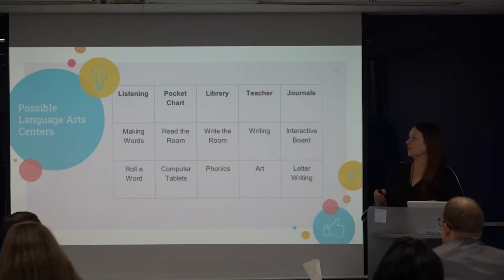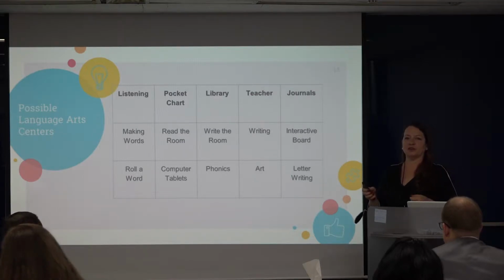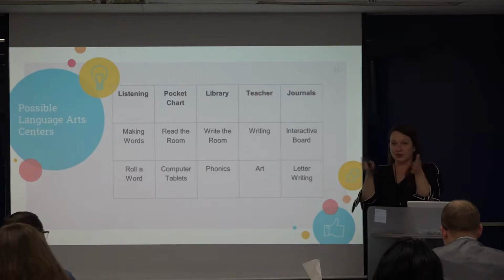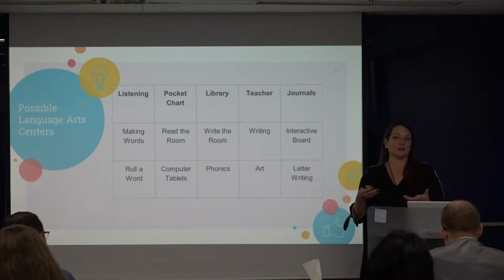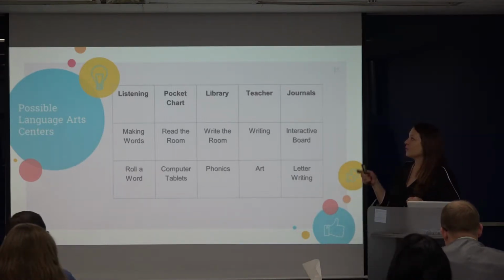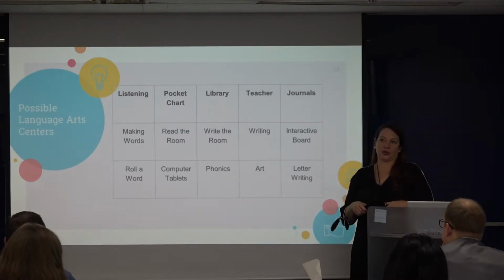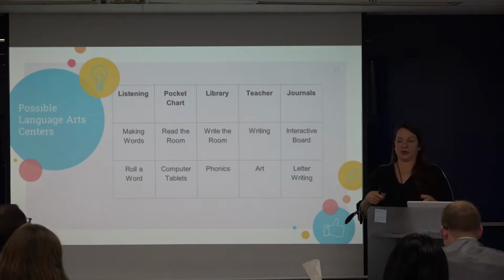So there's a website called Epic. I don't know if any of you have seen that. And they can listen to stories read. So they are listening. Someone's reading the story and they're seeing it go by. It's like someone telling them a story. The pocket chart I use so much. So I put poems in the pocket chart. I put language experience in the pocket chart.